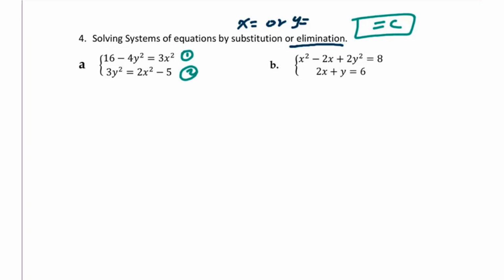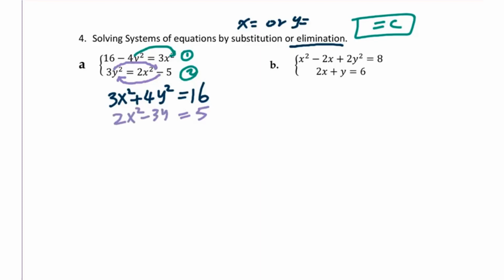For equation 1, you want to get equals constant format. Therefore, I got 3x squared plus 4y squared equals 16. For number 2, I will move the 5 to the other side, so you get the positive 5: 2x squared minus 3y squared equals 5. Then you are supposed to create opposite variables so that you can cancel.